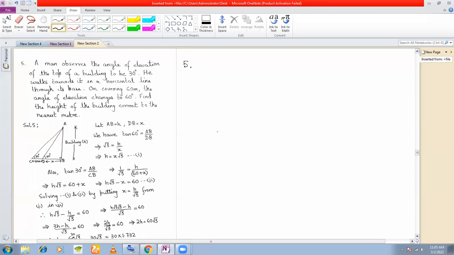Question is, a man observes the angle of elevation of the top of a building to be 30 degrees. So they are talking about the angle of elevation of a building. That means the top of a building. That means the observer is at the ground level. That is, observer is at a lower position. The object is at a higher position. And what is the object here? The top of the building is the object. Okay. So let's say this is your building. And this is your ground level. Okay. Let's call this building as A. This is the top of the building A. And the foot of the building is B.